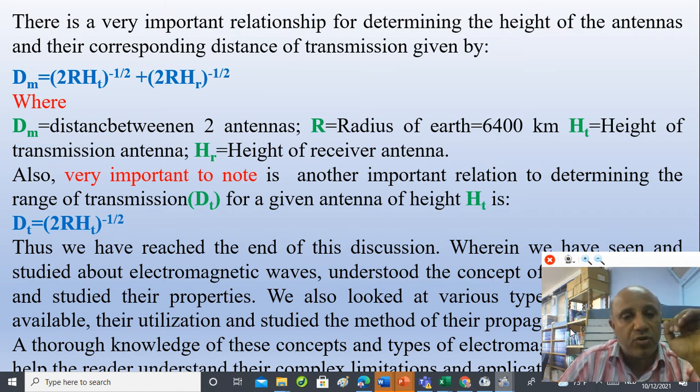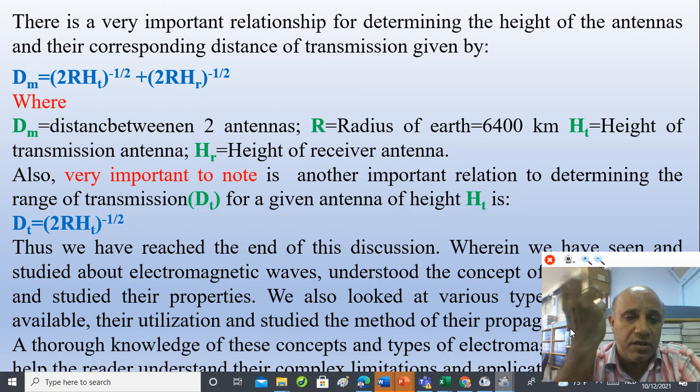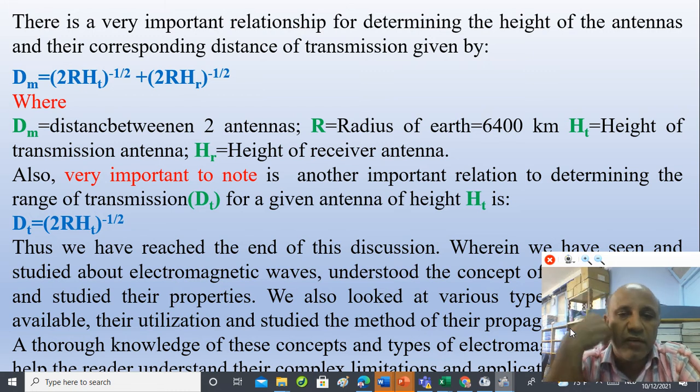Also very important to note is another relationship determining the range of transmission, DT. The range, for a given antenna of height HT, is approximately equal to the square root of 2 times the radius of earth times HT, the height of the transmission antenna.